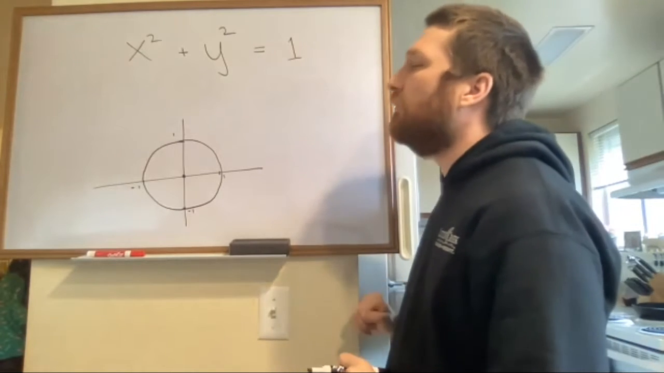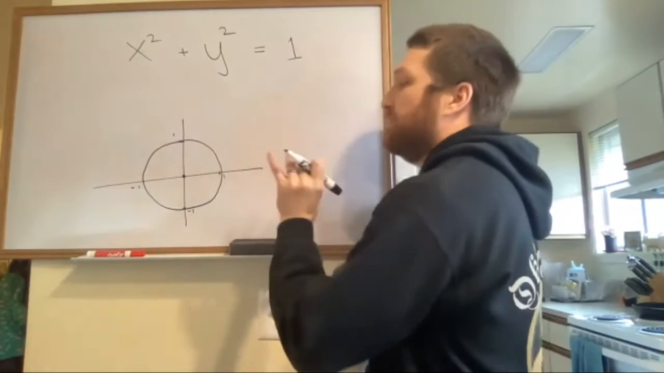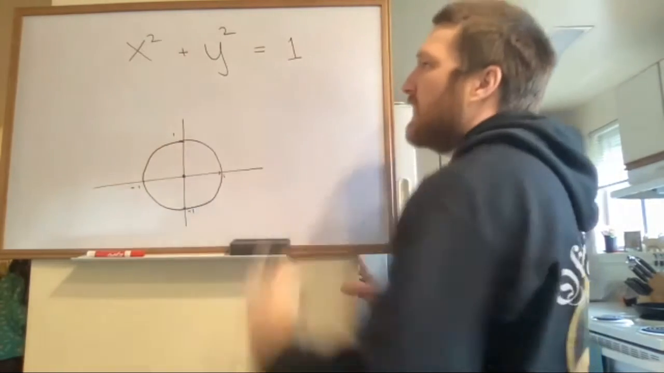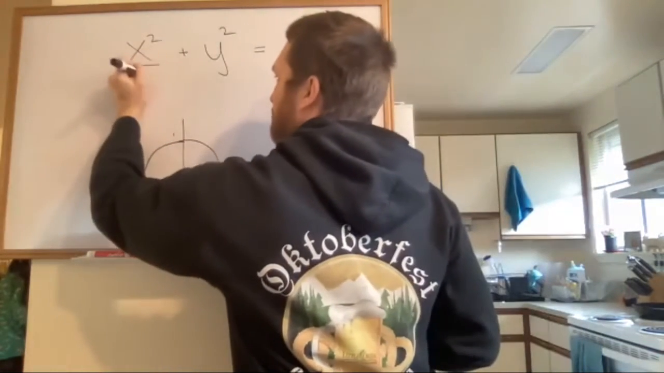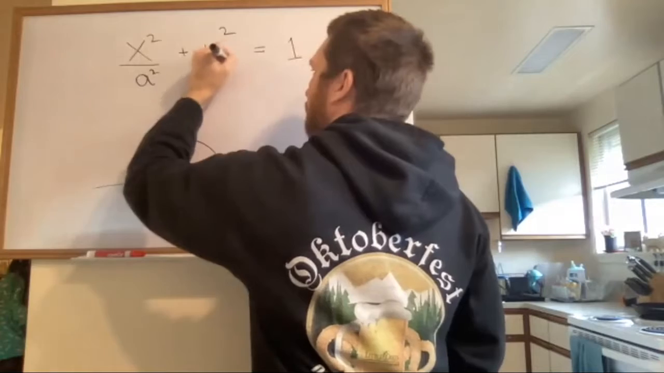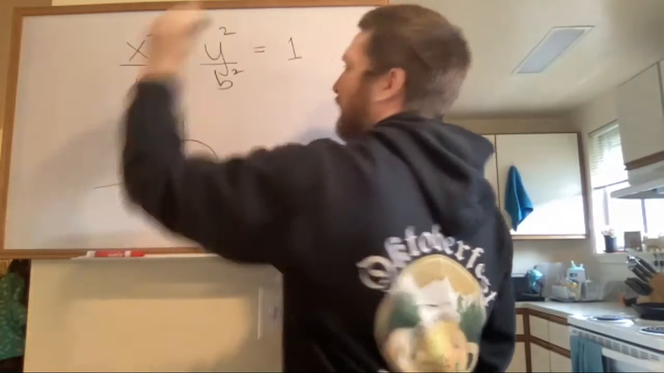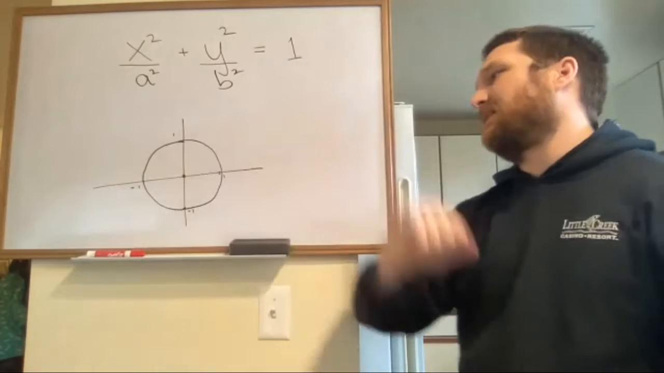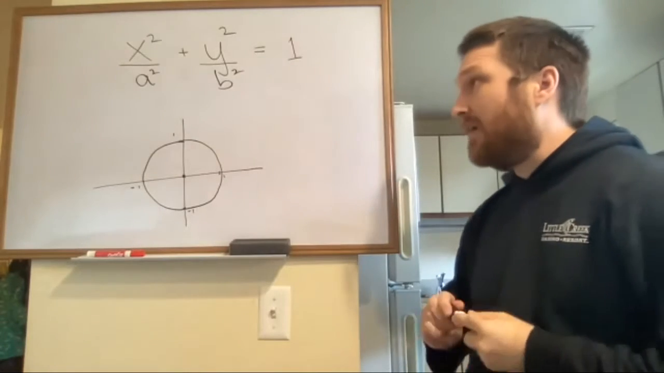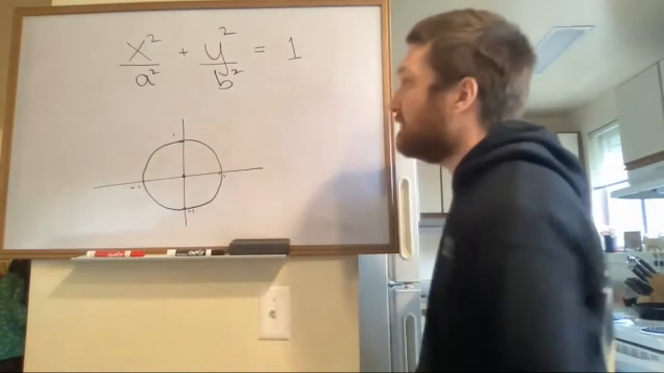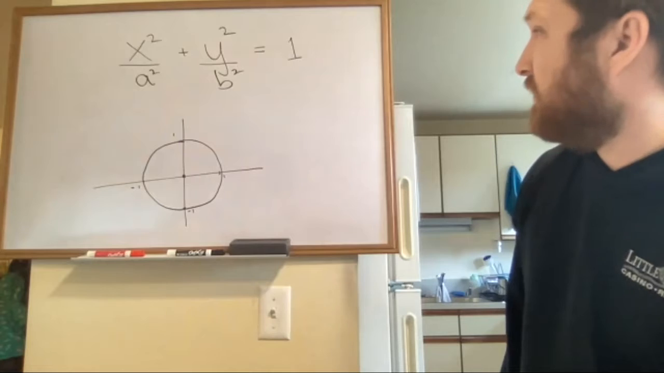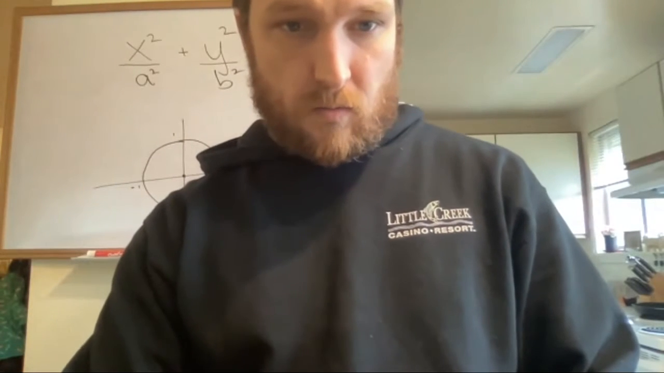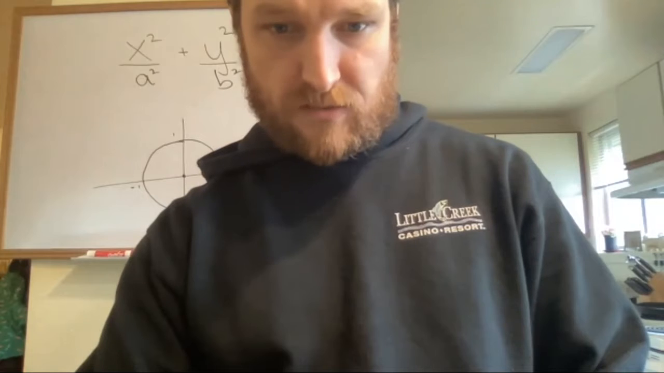So the general form of an ellipse that is centered at the origin is almost exactly like this. The only difference is that we have an a squared and a b squared. And we are going to get into what that does in a second. But first, we're going to look at Desmos and try to get some intuition on what this is. Okay, so here we go.